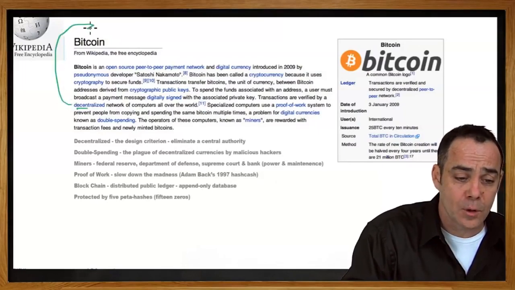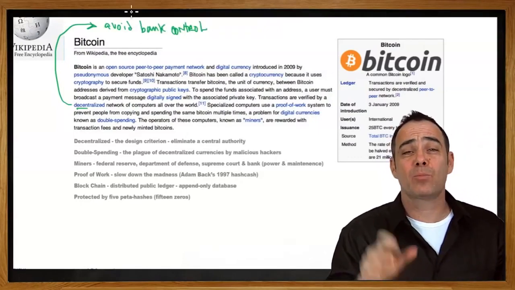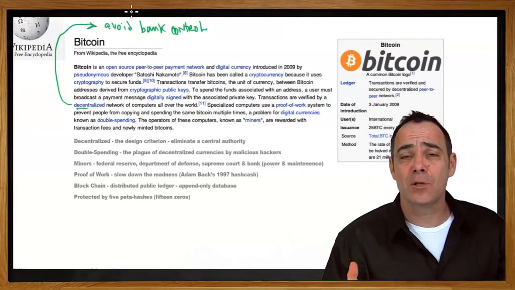Decentralized to avoid bank control. And again, it was based on the idea of BitTorrents, and that's probably why Bitcoin is named Bitcoin. And Bitcoin's even more decentralized than BitTorrent.